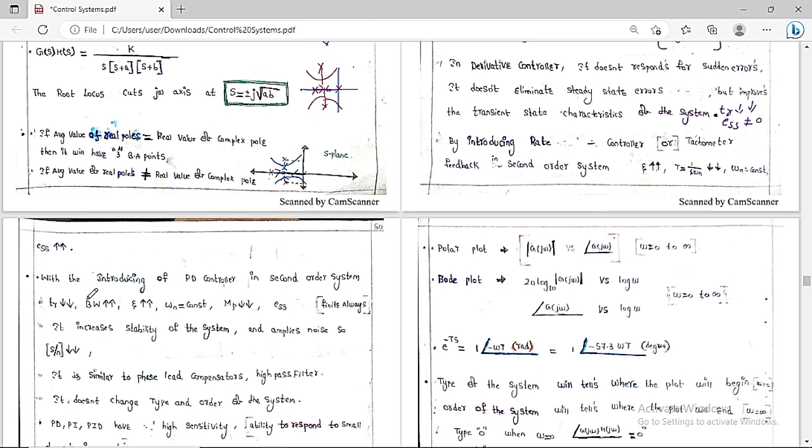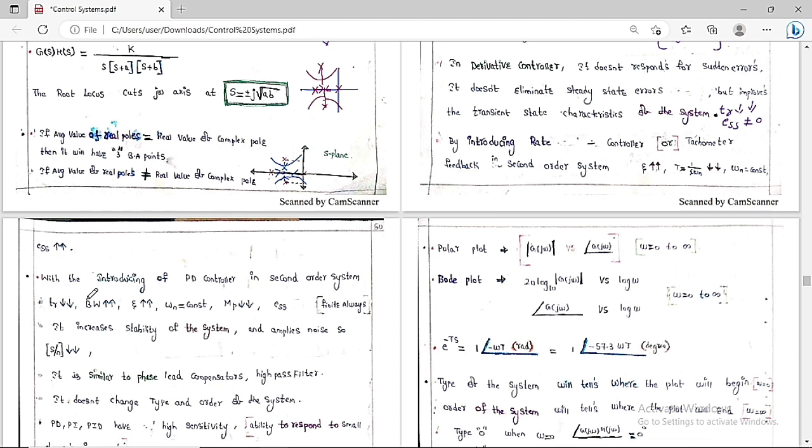As zeta increases, the time constant will decrease. Omega n will always be constant, and the steady state error is also going to increase. So these are the effects that you can see whenever we introduce a rate controller or tachometer feedback in the case of a second order system.